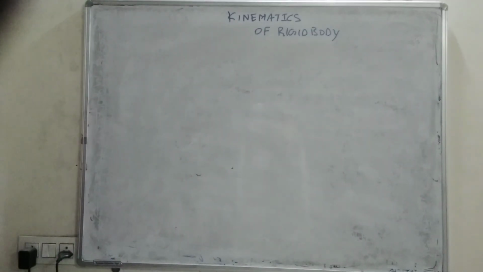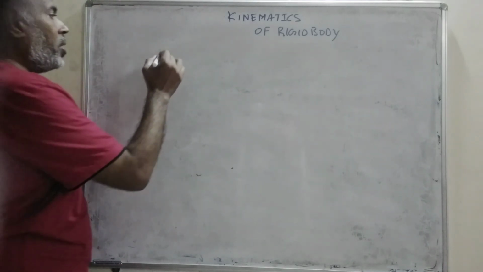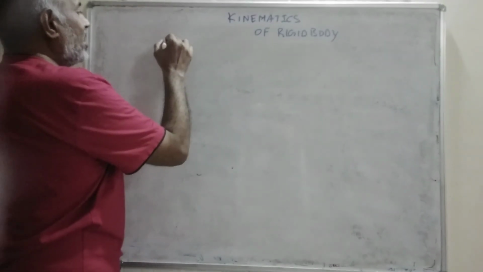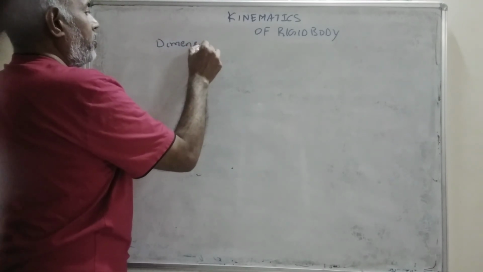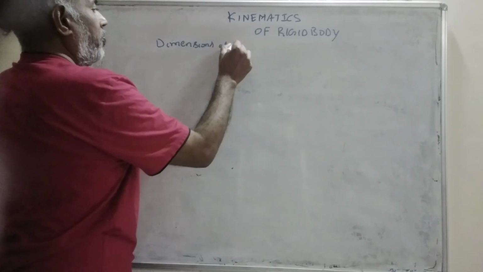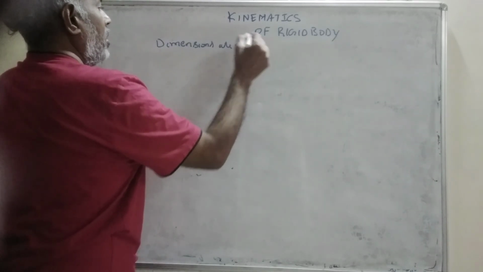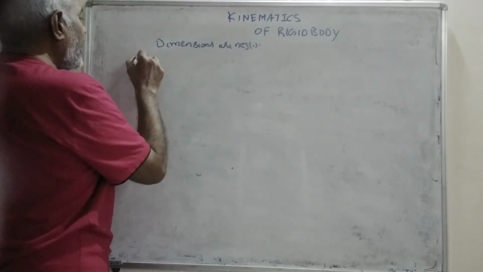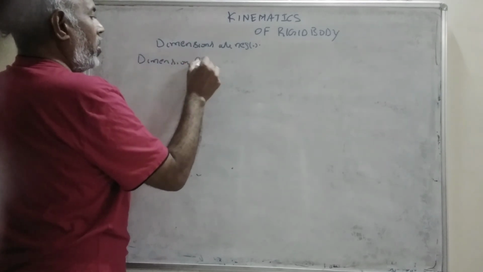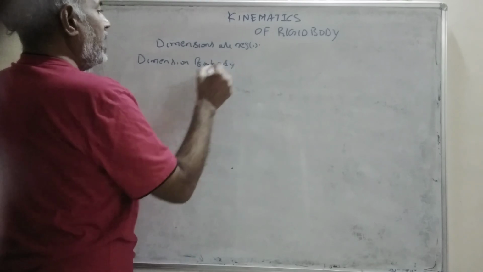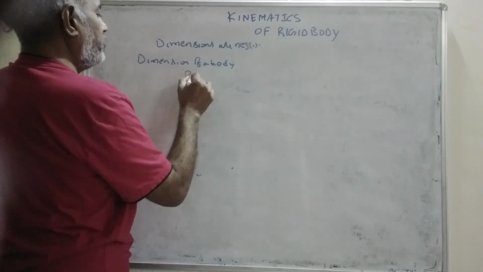Now, the particle is different from the rigid body. If the dimensions of the body are negligible, it is called a particle. If you consider the dimensions of a body, then it is called a rigid body.